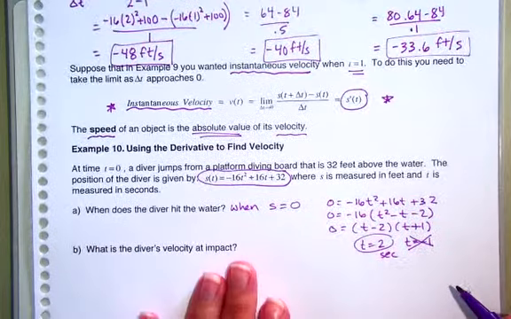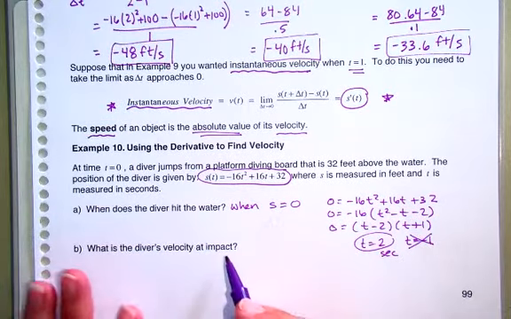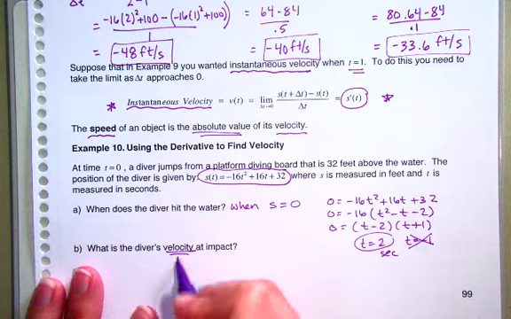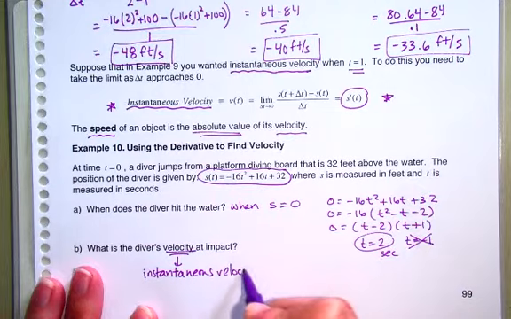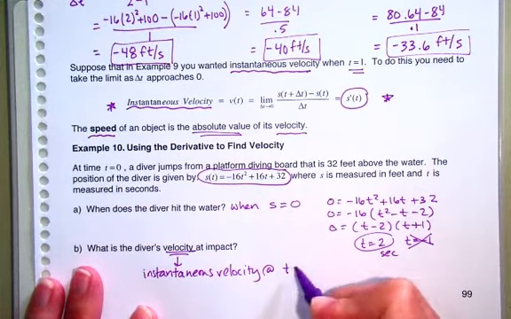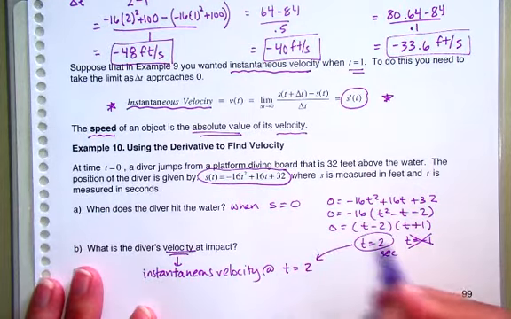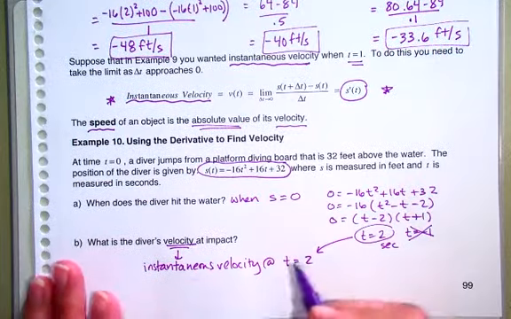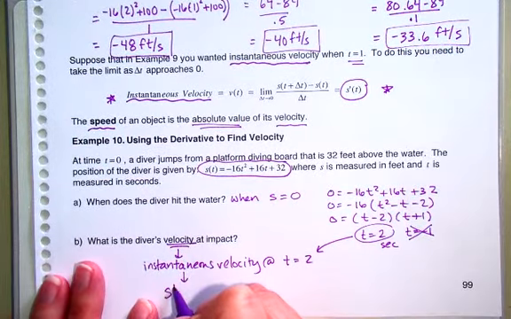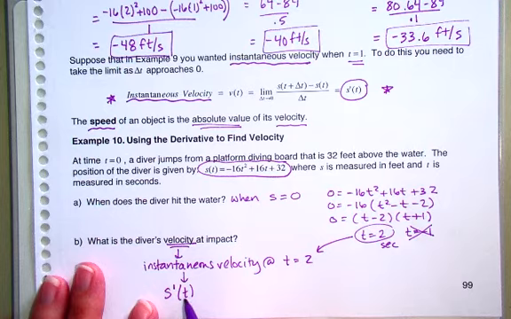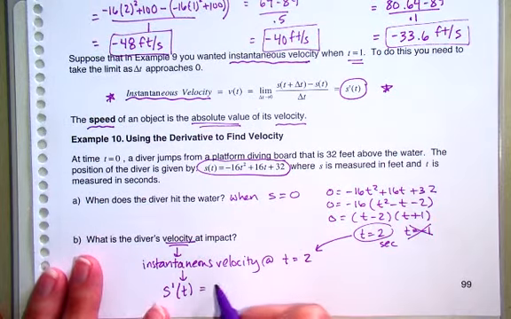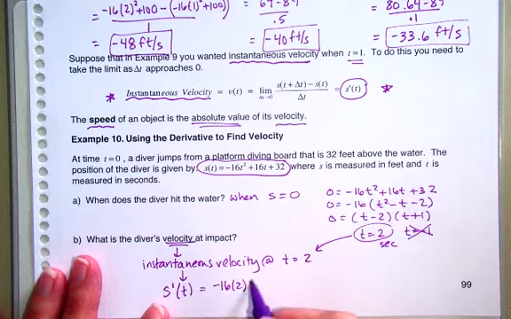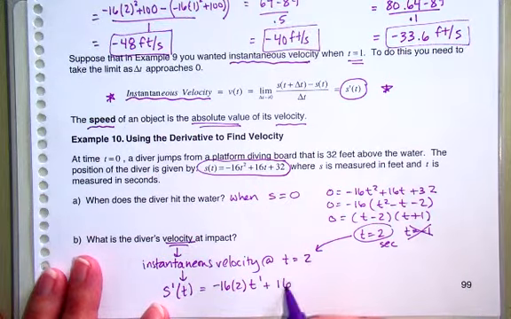What is the diver's velocity at impact? This is what I want: instantaneous velocity at time equals 2, the time that I just found. What's instantaneous velocity? Instantaneous velocity is just the derivative of my position function. So let's use our power rule and find that derivative. It's negative 16 times 2t to the first plus 16t to the 0 plus 0.